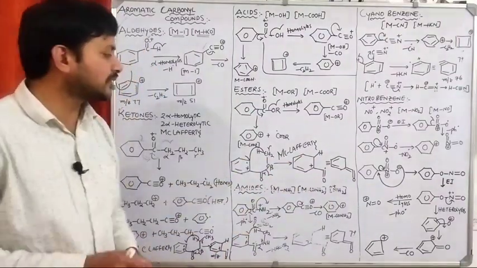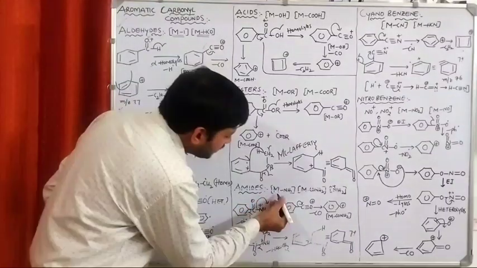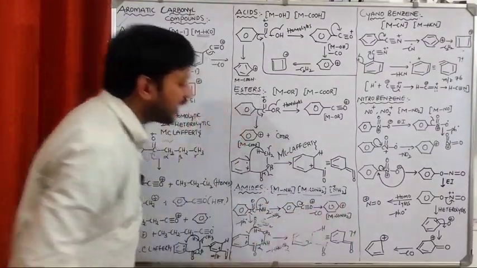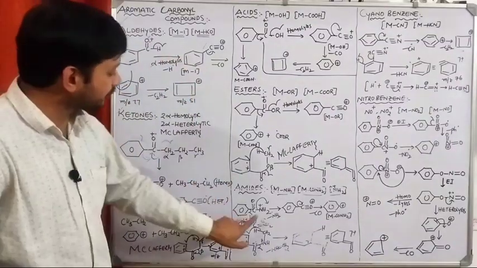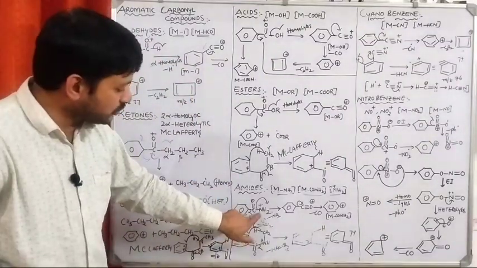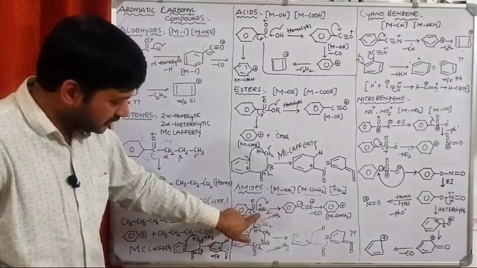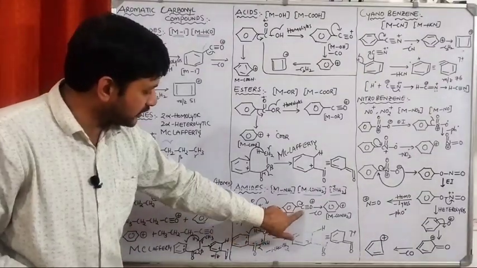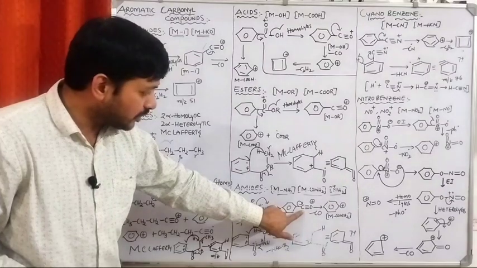Okay. Next, come to the amides. In case of amides, we observe M-NH2, M-CONH2 and NH2 plus. Similar kind. Here we are doing the alpha heterolysis, thereby the NH2 radical will be removed and C triple bond O plus will be formed. Okay.